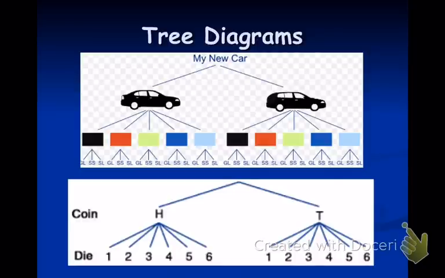Here's another vertical tree diagram from flipping a coin, heads or tails, and then rolling a die. And there are a total of 12 different ways that can happen.